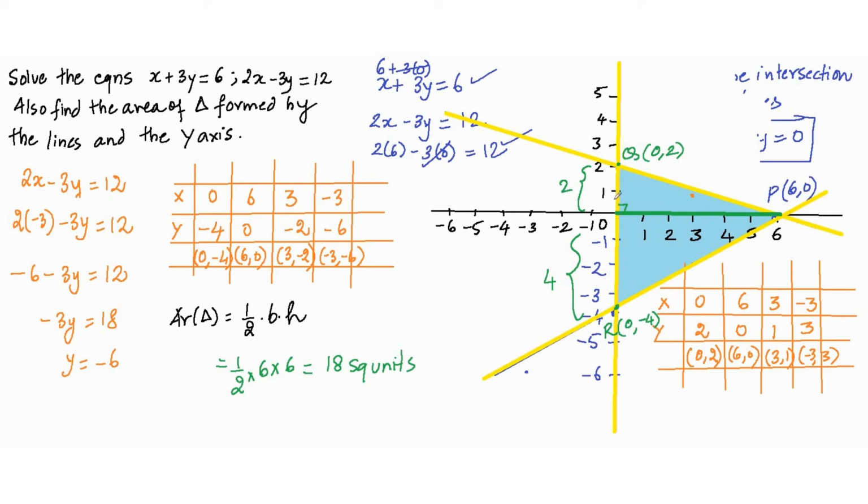Again, the base is 6, so QR is 6 units. And OP is the height, which is also 6 units. And therefore, the area is half into 6 into 6, which is 18 square units. So let me pause around for a couple of minutes, take a look at this solution, and then we will continue.